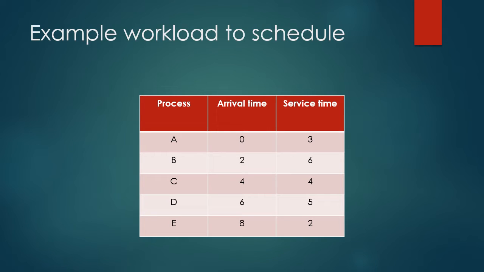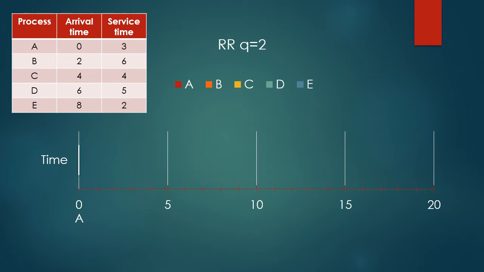So once again, we start with our example workload. This time, we are going to use the round robin scheduling algorithm. At time instant 0, A is the only process in the system. So it is selected to be given the processor for a time quantum of 2 seconds. A runs for 2 seconds. Then the time quantum expires and B arrives in the system.